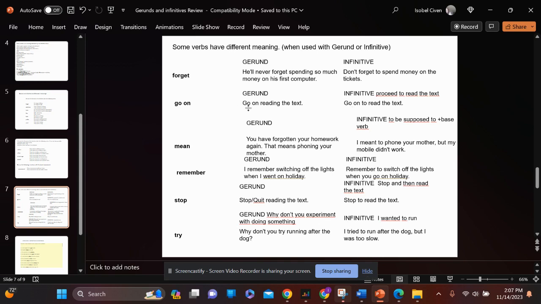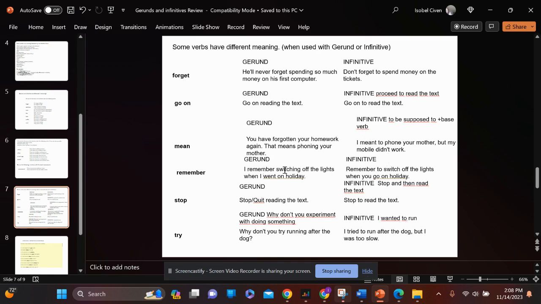And with go, when it is followed by a gerund, go on reading, that means continue. But when you say go on to read, that means proceed to read the text. And when you say mean phoning your mother, that means, in other words, you need to phone your mother. If you say I meant to phone your mother, that means I was supposed to phone your mother. I was supposed to, but I didn't because my cell phone didn't work.